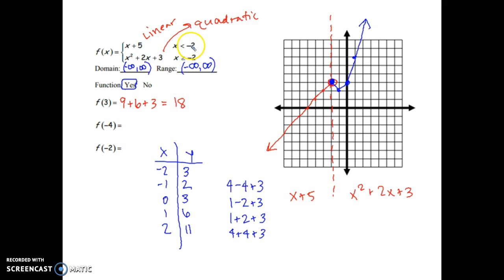-4 is less than -2, so I'm going to use the top equation. So that becomes -4 plus 5, which is 1. And then -2 is equal to -2, so that's going to be the bottom. So -2 squared is 4. 2 times -2 is -4. And then plus 3 gives us 3. Okay, so you pick which inequality it fits in to determine which equation you plug it in for x.